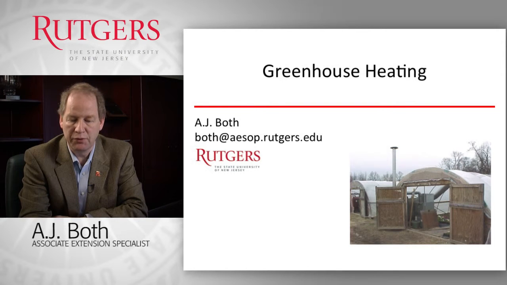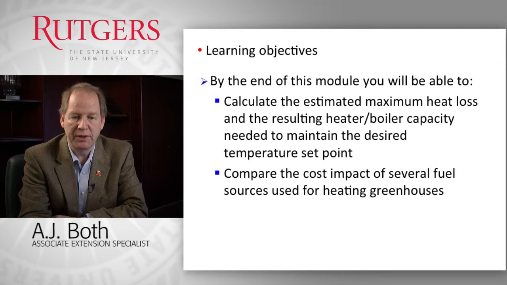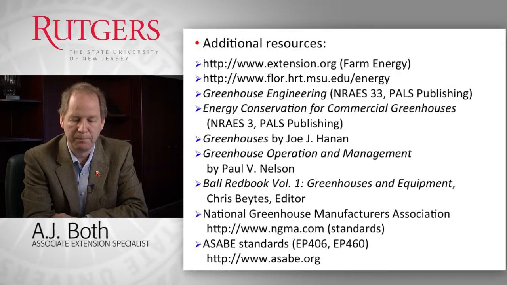The learning objectives for this module are, first, that by the end of this module you will be able to calculate the estimated maximum heat loss and the resulting heater or boiler capacity needed to maintain the desired temperature set points in greenhouses. And secondly, you're able to compare the cost impact of fuel sources used for heating greenhouses.